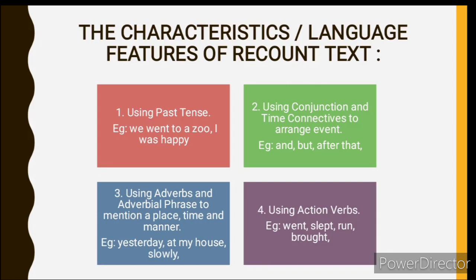Okay, these are the characteristics or language features of recount text. First, recount text uses past tense. For example, we went to a zoo. I was happy. Recount text uses conjunctions and time connectives to arrange events. Examples: and, but, after that.